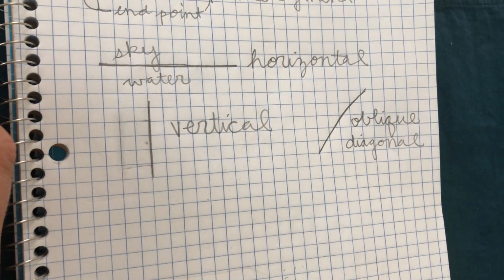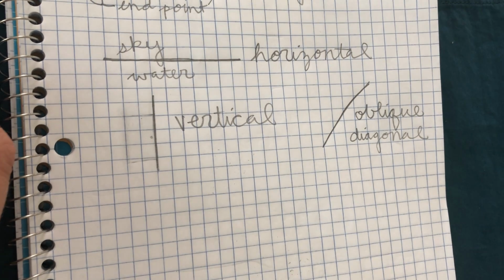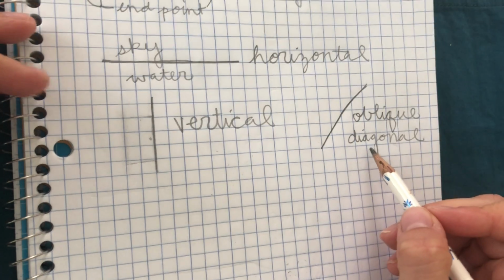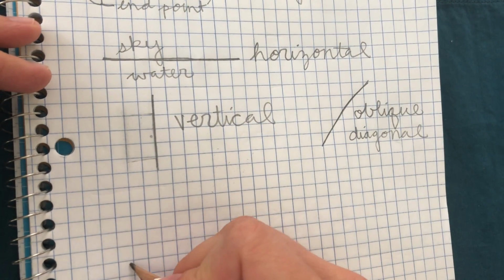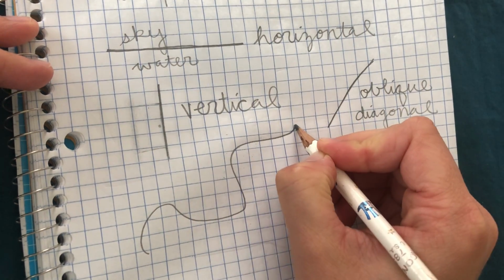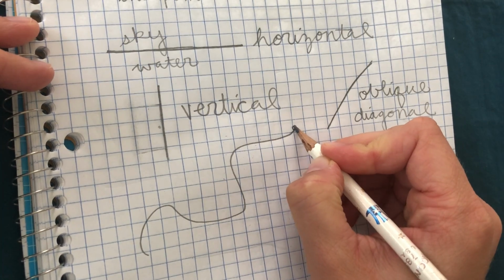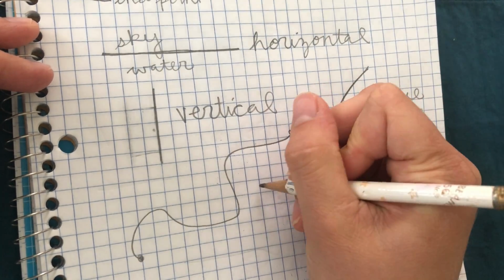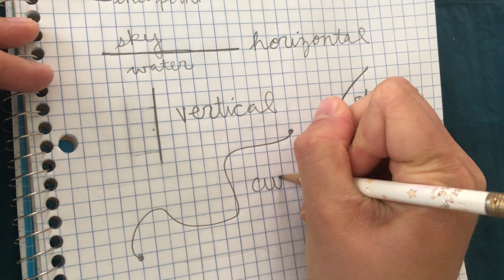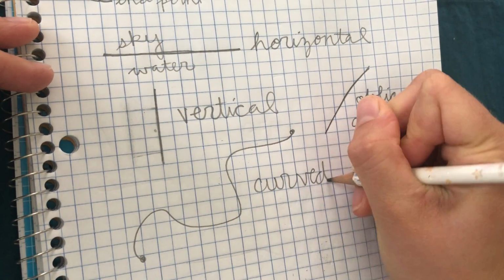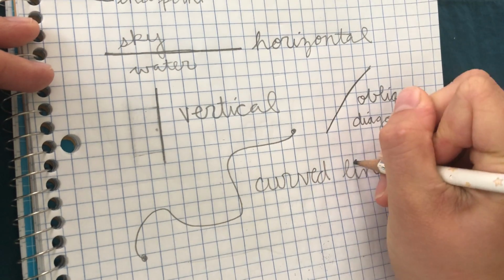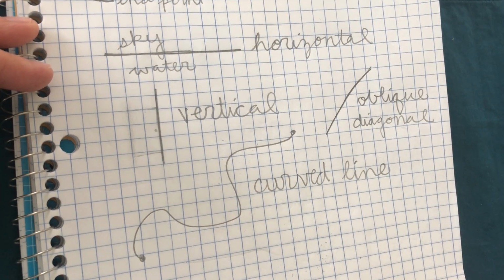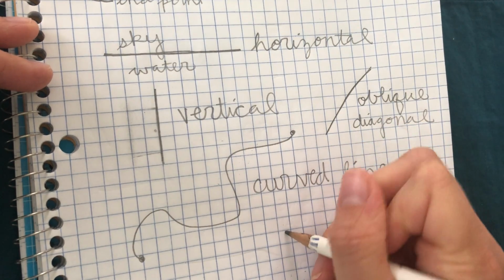All right. Now, keep in mind, not all lines are straight lines like we have here. We could have a curved line. This is a curved line segment because you see it has two endpoints. And you can also have what's called broken lines.